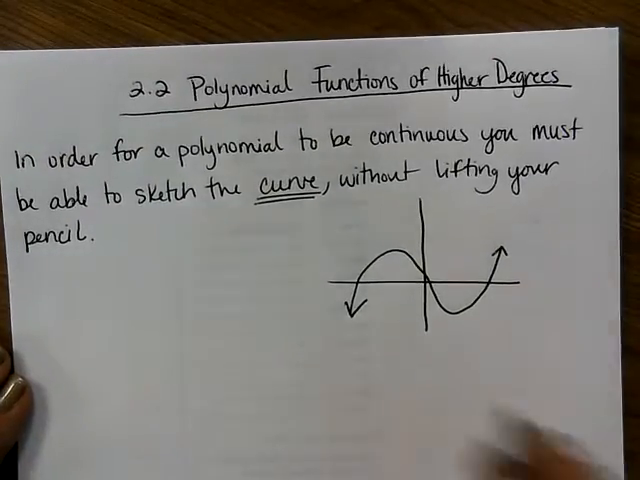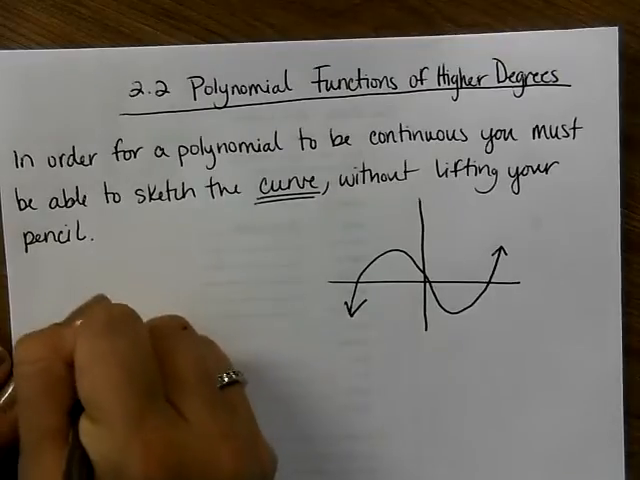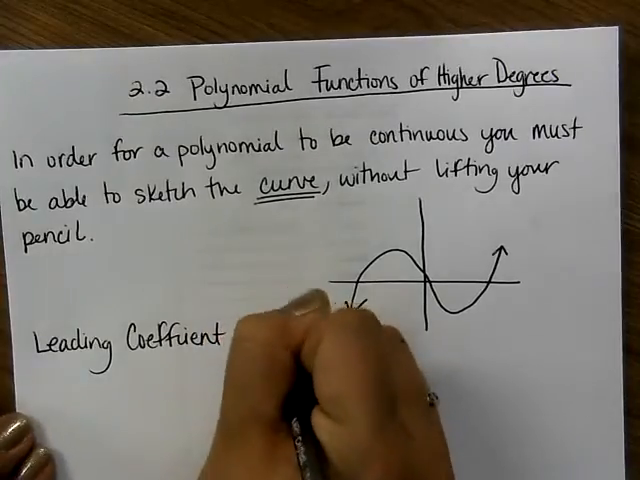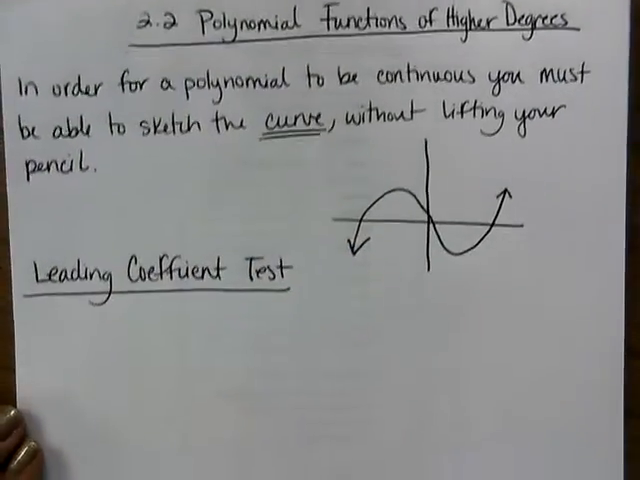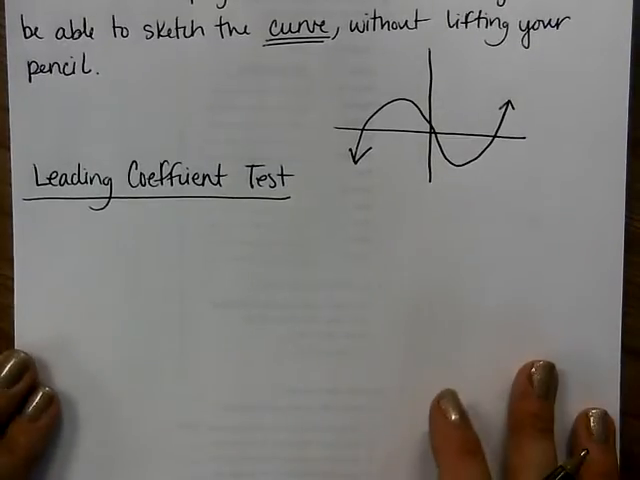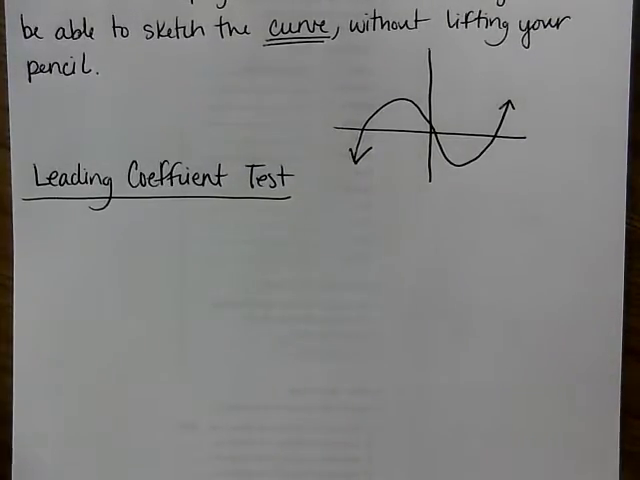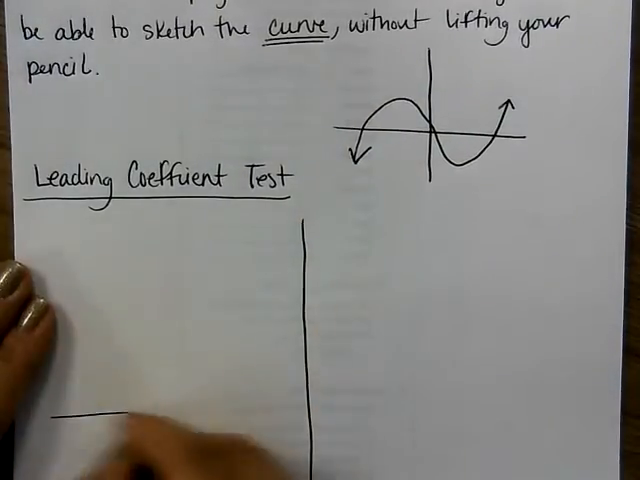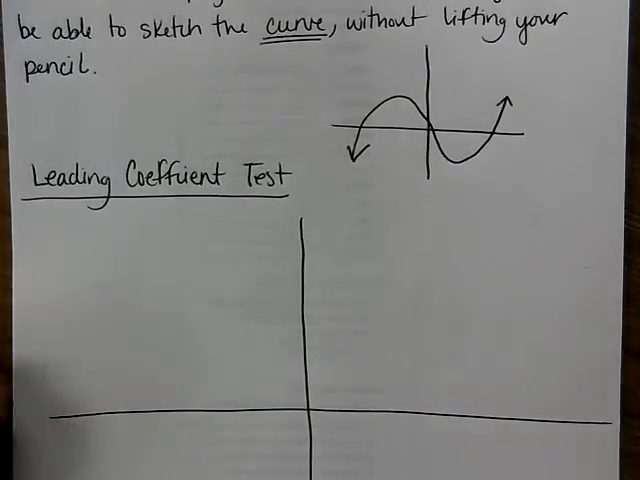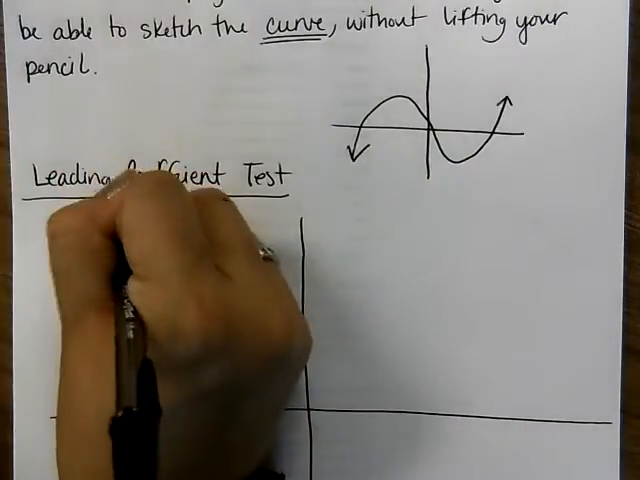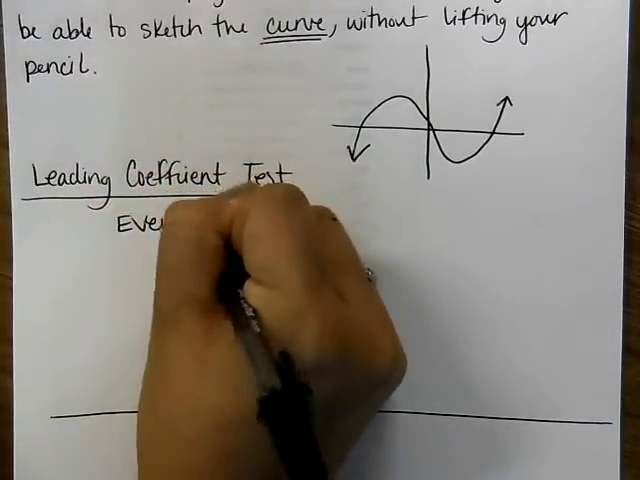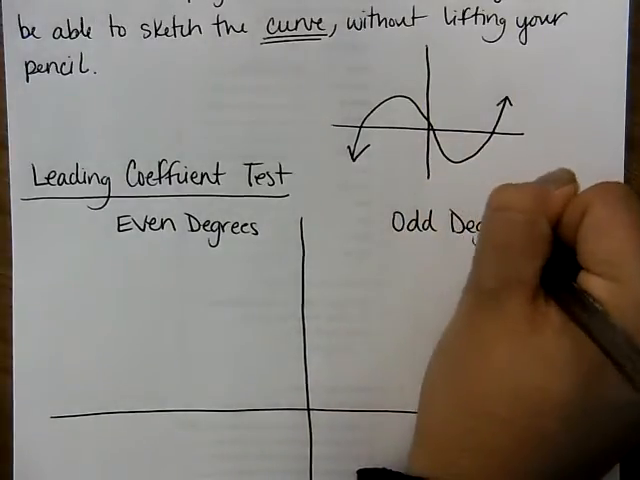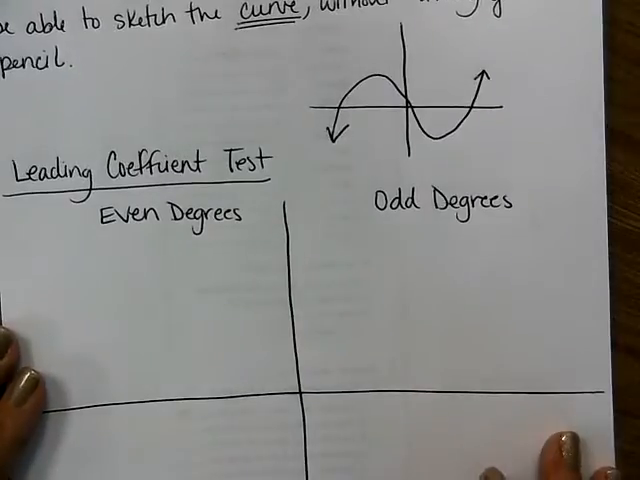Okay, we're going to talk about the leading coefficient test. So this is a test that you have to memorize, all right? But there's kind of an easy way to do it. So this test works for any polynomial function. Let's break our paper up here into like fours, because there's really 4 pieces to this test, okay? So we have even degrees on one side and odd degrees on the other.